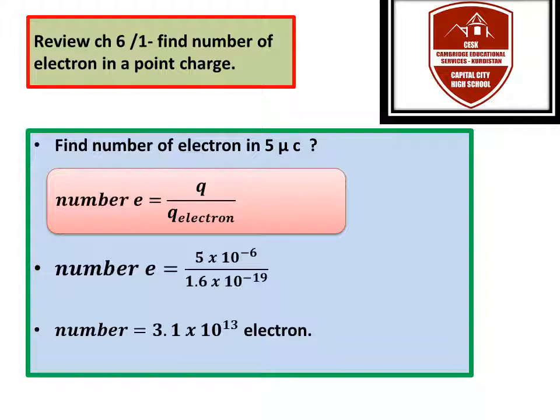This is a constant. Some scientists said this is a universal constant. Okay, after using the calculator, the answer is 3.1 times 10 to the power 13. This is the number of electrons. Let's go to the next slide.